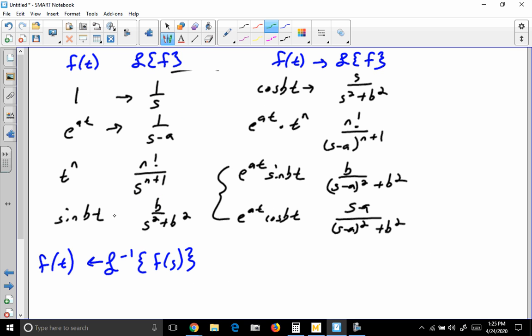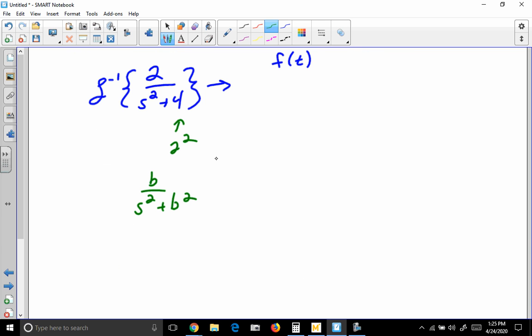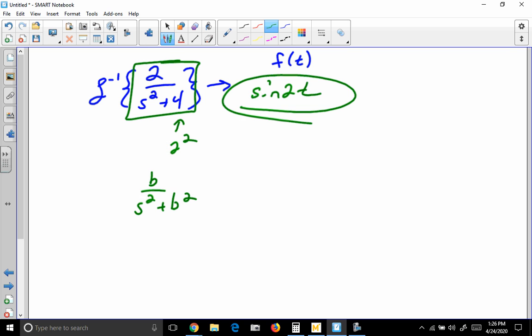So if the transform of sine goes into that, then the inverse transform of this goes back to sine of bt. So this goes to sine of bt, where in our case b is 2. So in other words, this is the function whose Laplace transform would give us that. So similar idea to when we learned how to do antiderivatives, except we're just basically doing an anti-transform, an inverse transform.